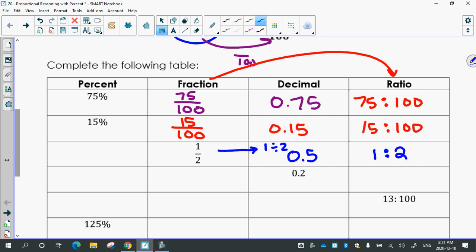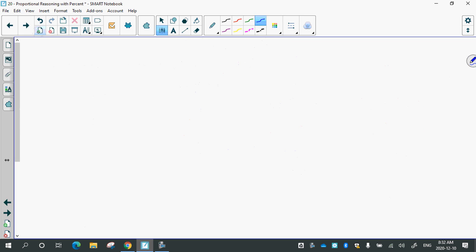Anyone know how we could get the percentage? No? Okay. What does percent mean? Out of 100? Okay. So percent means out of 100. So we know we've got 1/2, but we want to know what that is out of 100, right? So our fraction was 1/2, but we want to know what's 1 out of 2 if it was out of 100 instead. Does everyone see that?